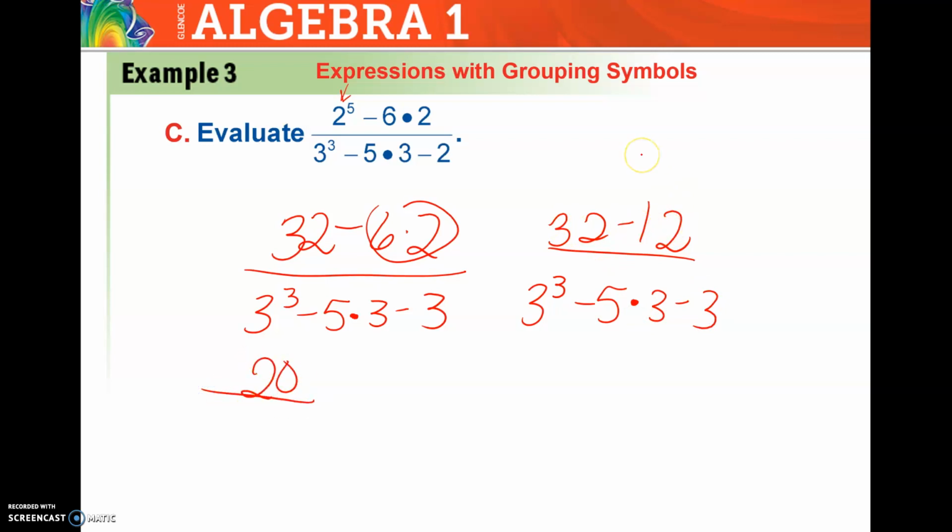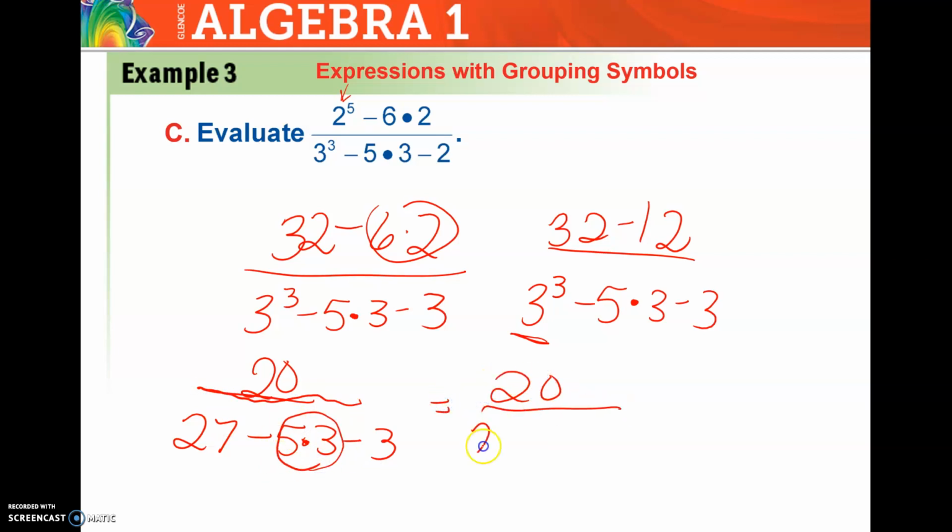All right, so that's totally simplified in that group. So next, let's look at this group. Got to do powers first. Exponents is next. So 3 to the 3rd is 27. Then, no more powers. So next I multiply and divide. So I've got to do this multiplication. Keep that 20. Then I'm going to go ahead and add and subtract. So 27 minus 18 works. So 20 over 9. And then you would reduce if you could.